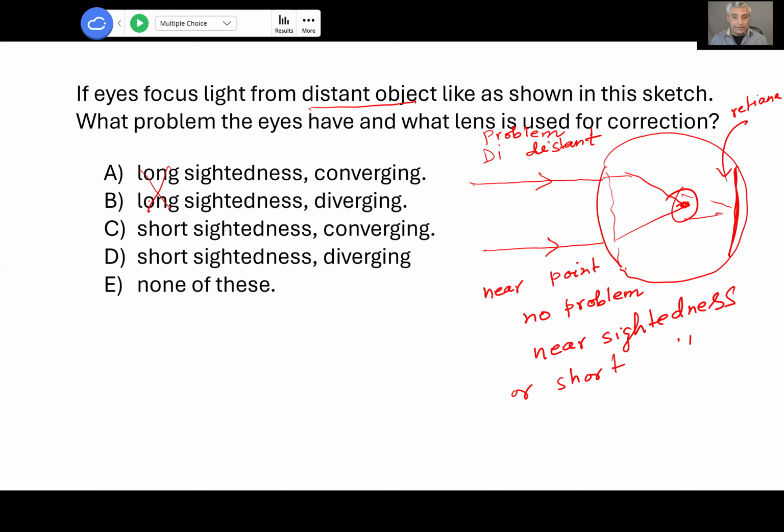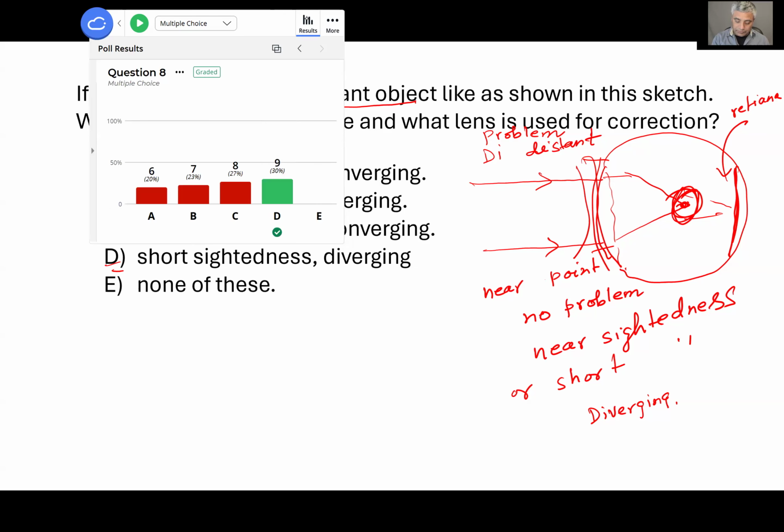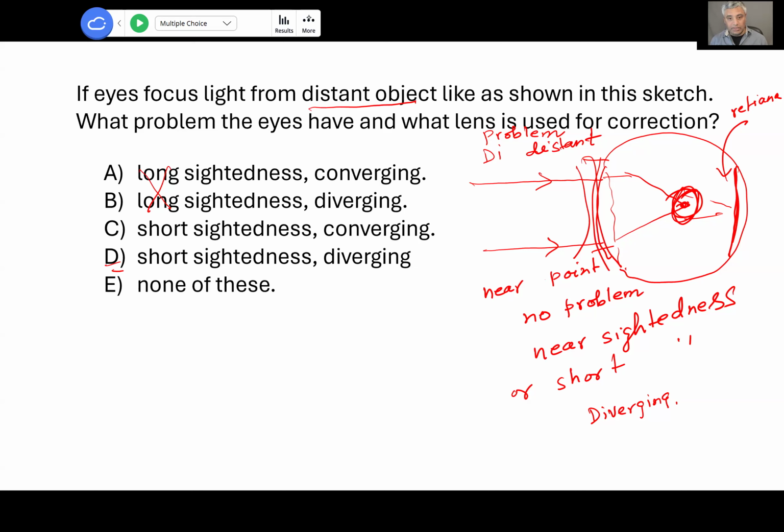Problem with long or distant object means nearsightedness. See, sightedness, it can see it just fine. That's what that name means. It's kind of opposite, so that could be confusing. Okay, now see, it's converging closer. So if we want that to go all the way, we need the diverging lens here. Sure, diverging. Okay, so it looks like D is the correct answer in this case. Turned out to be a tough question, huh?